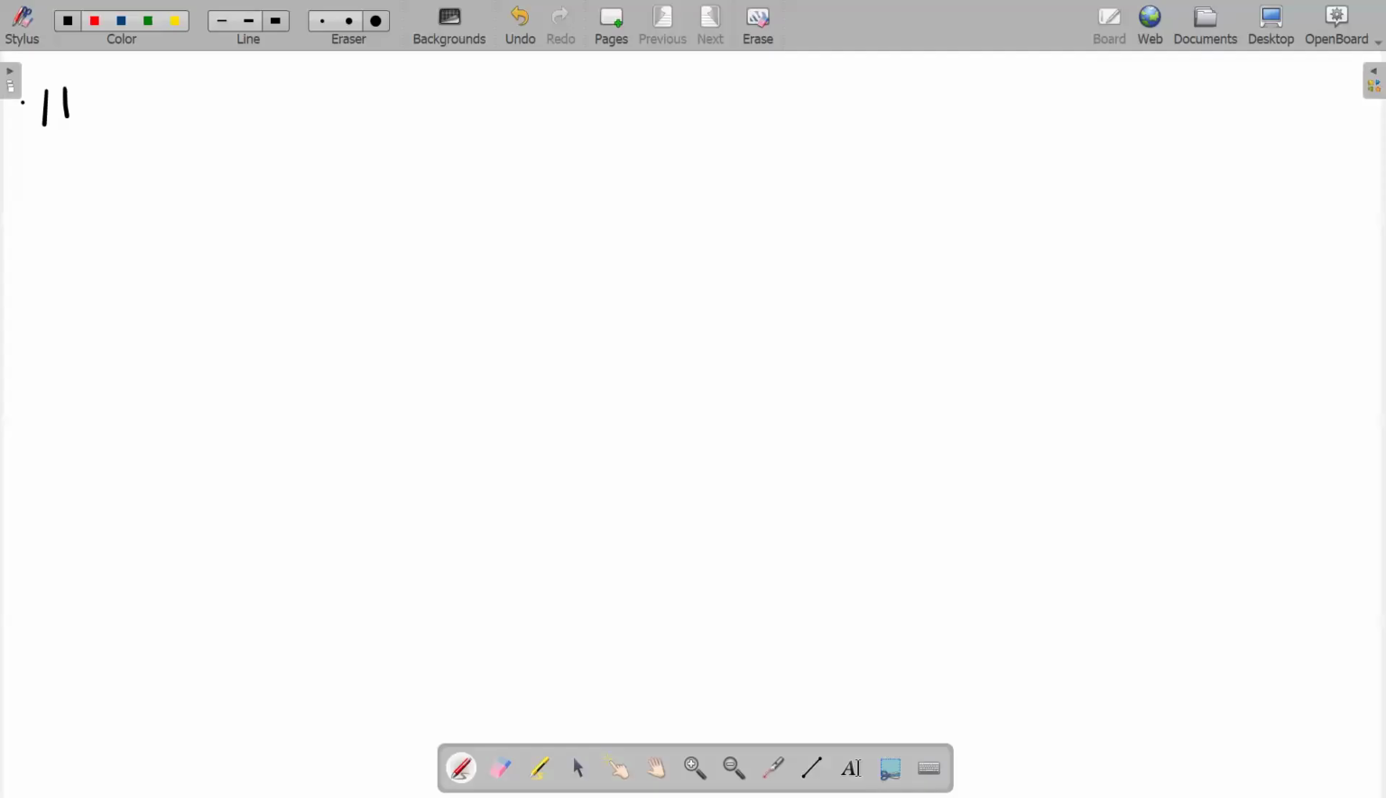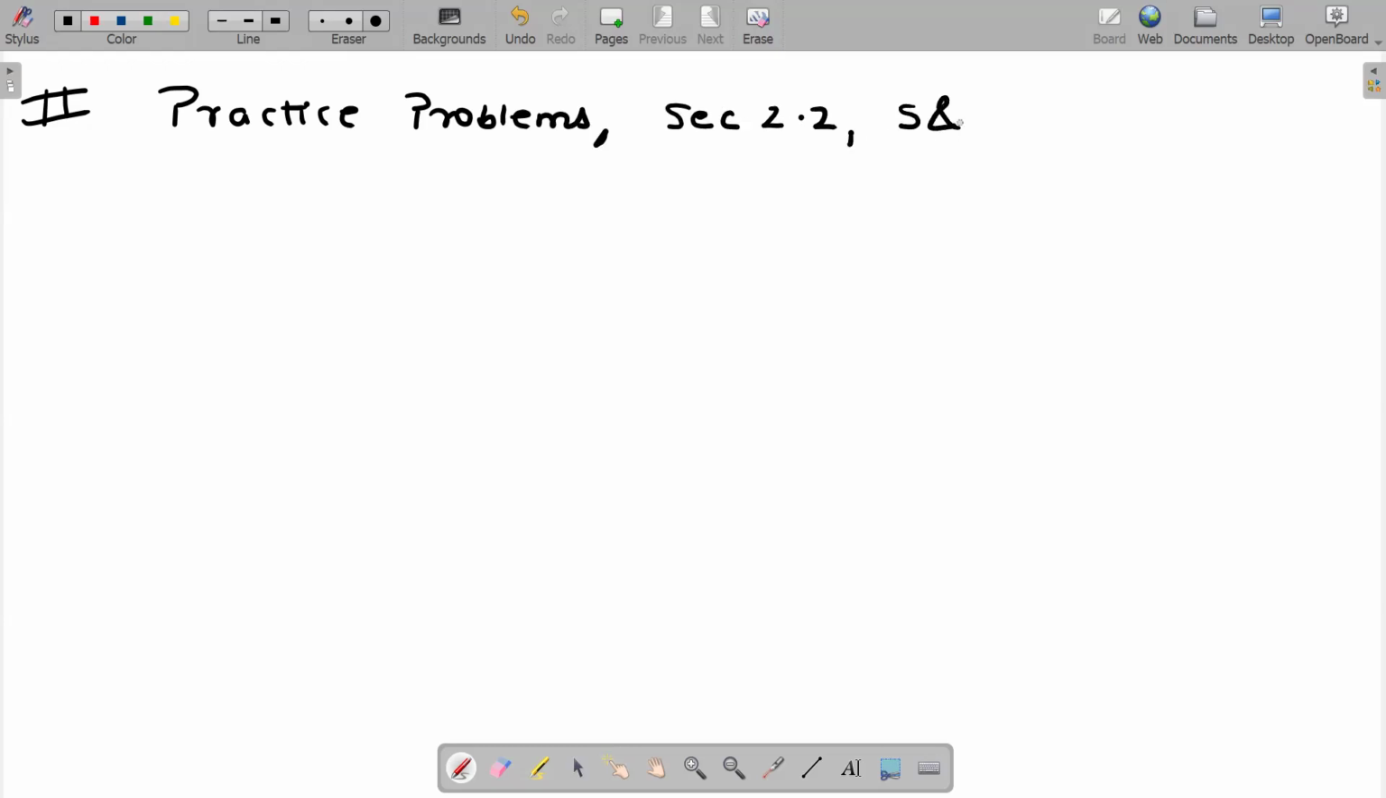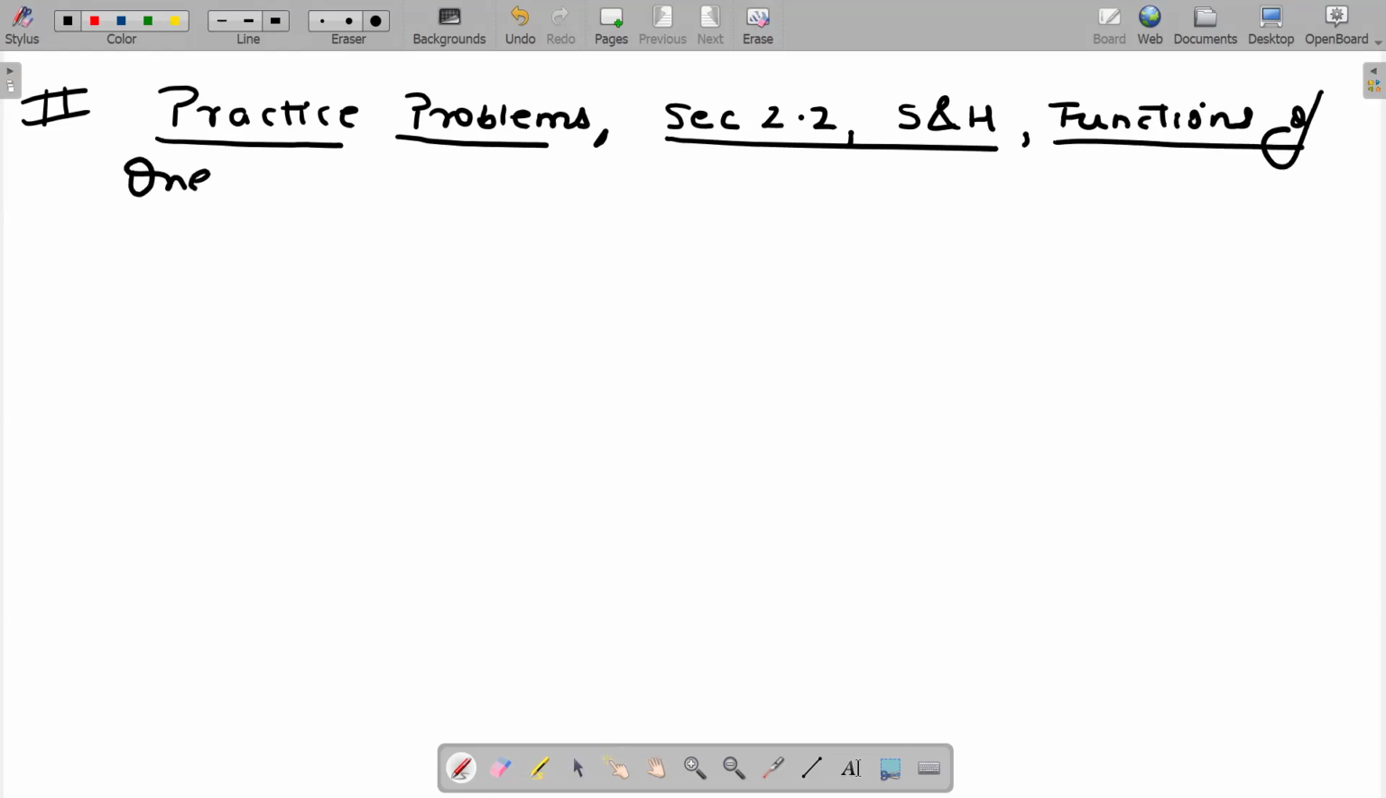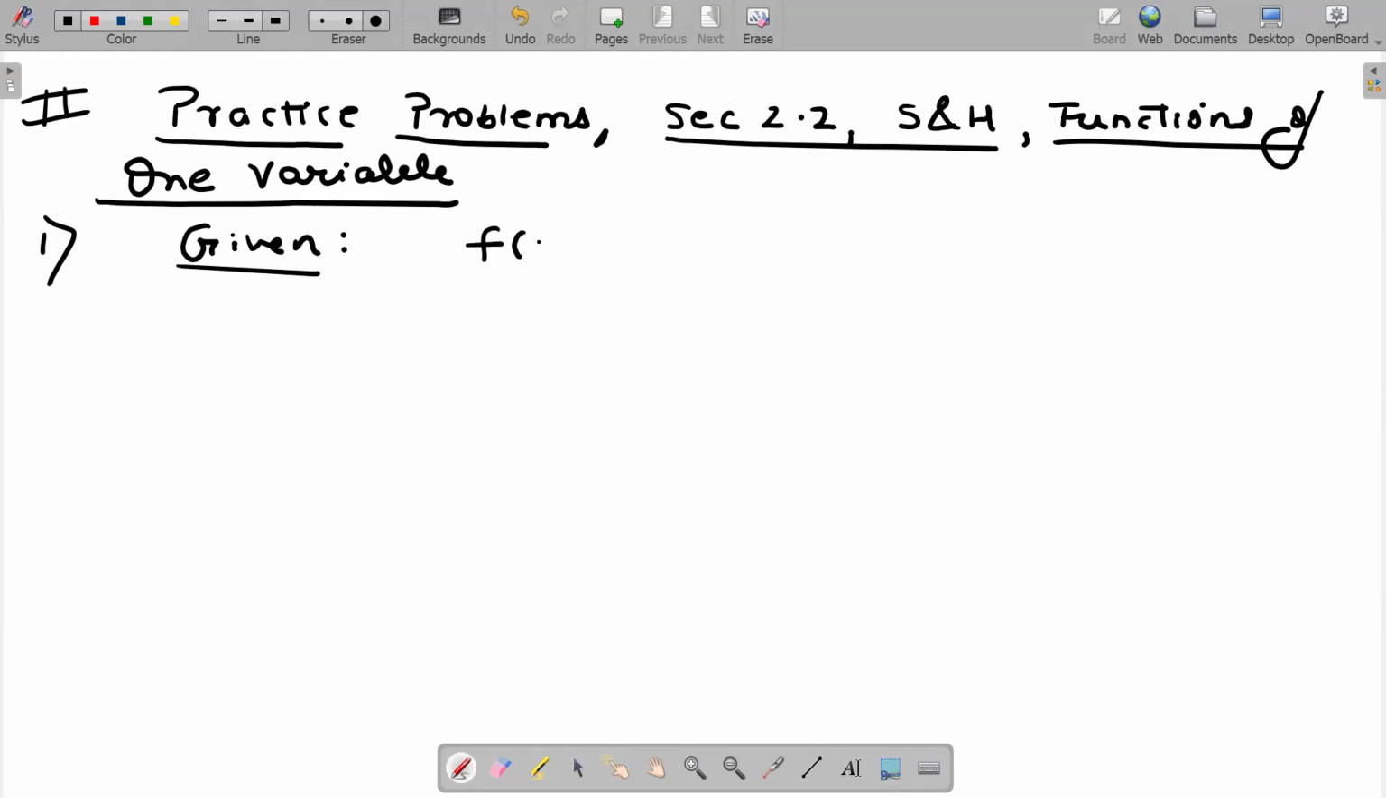Okay, we are looking at practice problems from section 2.2 of the book by Sydsaeter and Hammond. The name of the chapter is functions of one variable. Okay, so let's look at problem number 1. We are given that f of x is equal to x square plus 1. So part A asks us to find f of 0.